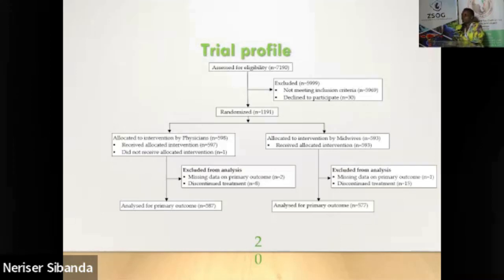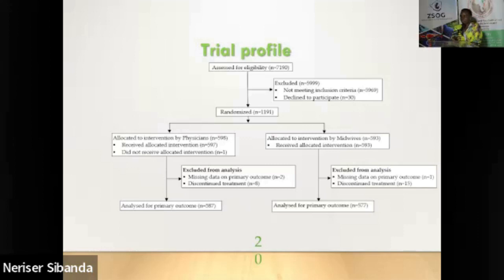Over the period of 3 years, we assessed 7,190 women, and out of those, we randomized 1,191. 598 were allocated to the physician arm, and 593 were allocated to the midwife arm. One patient in the physician arm actually ran away from the facility, so we don't have much information about that one, and we excluded her from the analysis.